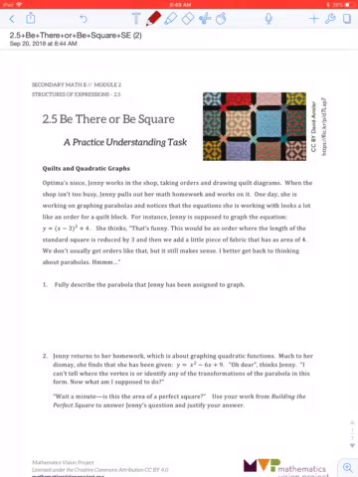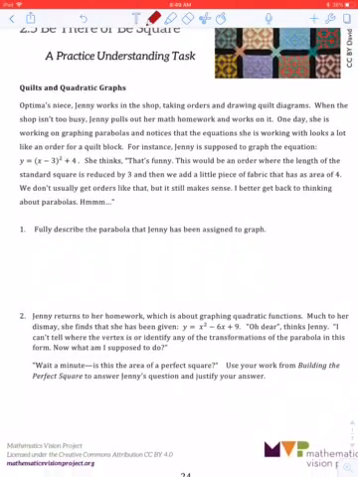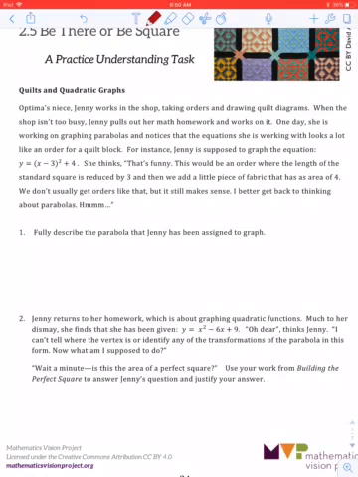Okay, everybody, here's the video on 2.5. Yesterday we worked a lot on completing the square, and it was my feeling that we're doing really well. Okay, quilts and quadratic graphs. We're doing well, but it's definitely more difficult than we've been used to. So here we go.